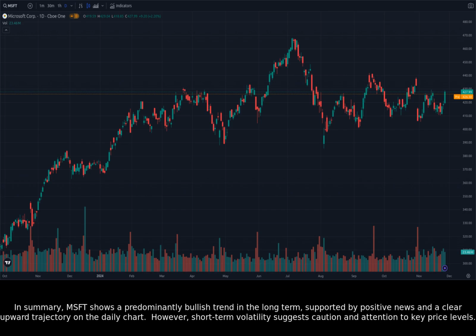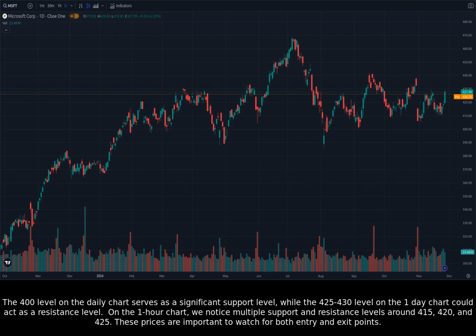In summary, Microsoft shows a predominantly bullish trend in the long term, supported by positive news and a clear upward trajectory on the daily chart. However, short-term volatility suggests caution and attention to key price levels. The 400 level on the daily chart serves as a significant support level, while the 425 to 430 level on the one-day chart could act as a resistance level.